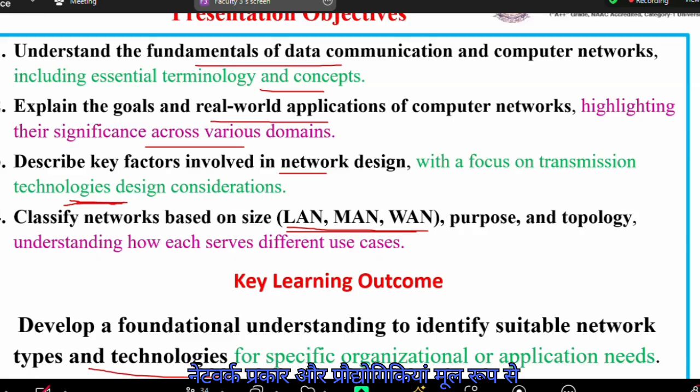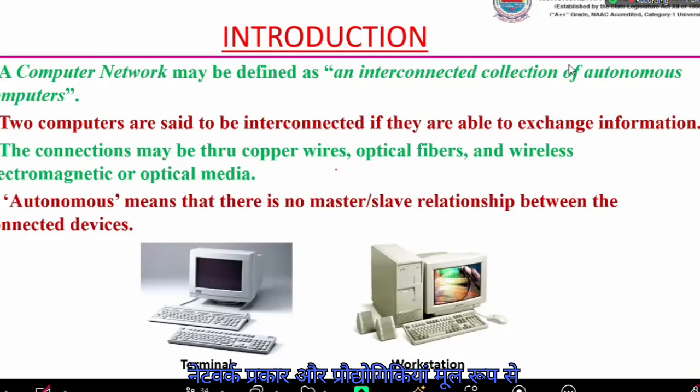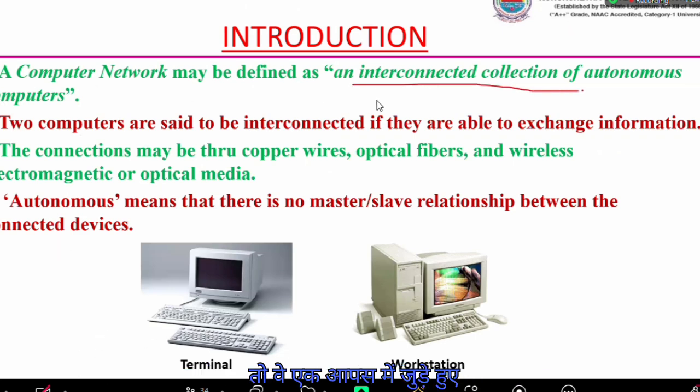Network types and technologies, basically. So we start with the content now. We are going to define computer networks. So they are an interconnected collection of autonomous computers. Collection means a number of computers are there.